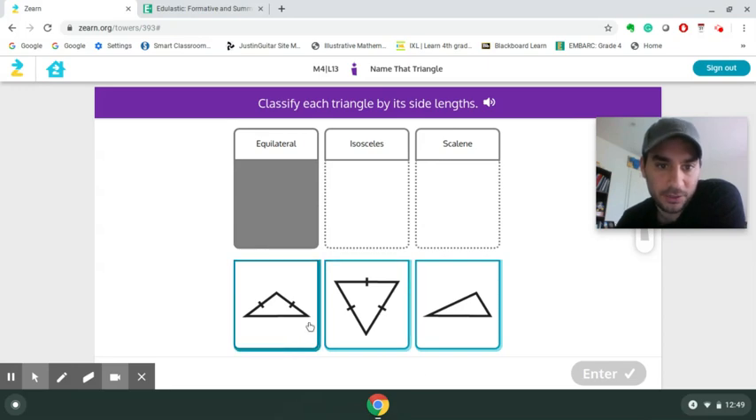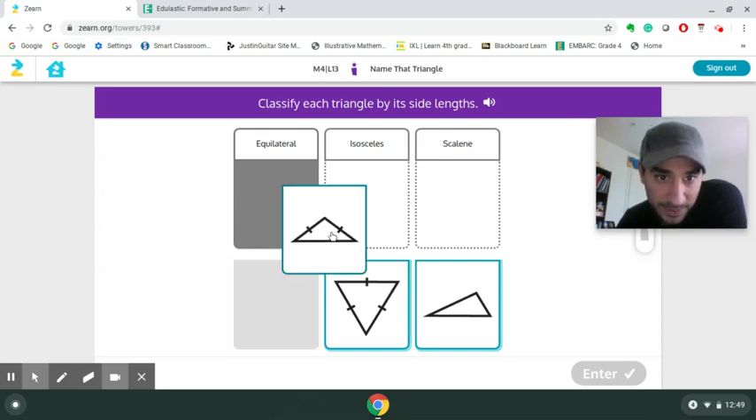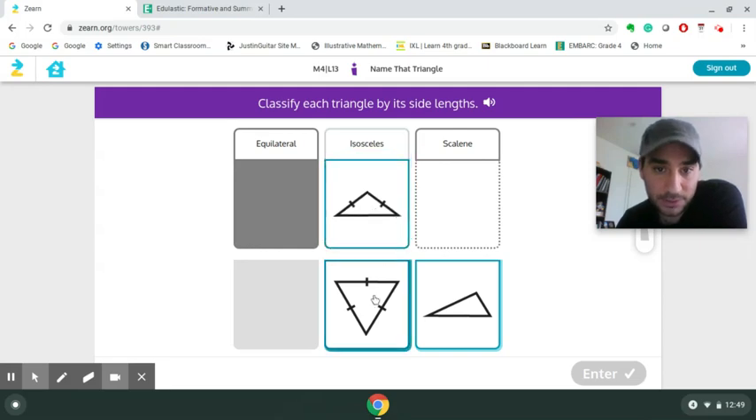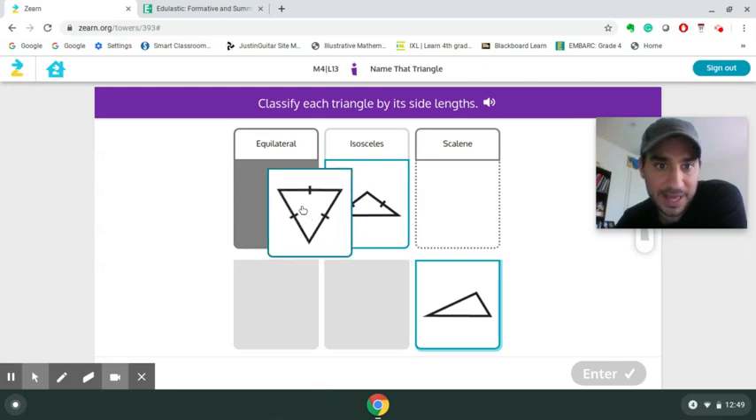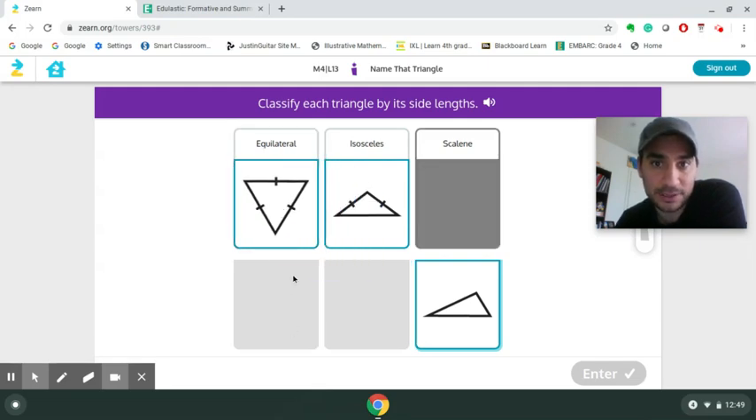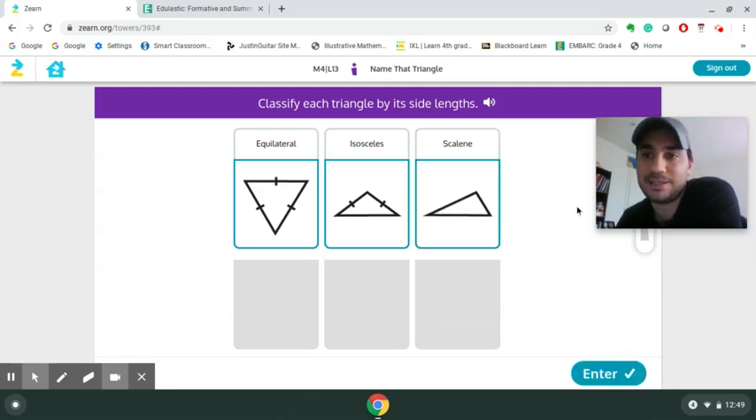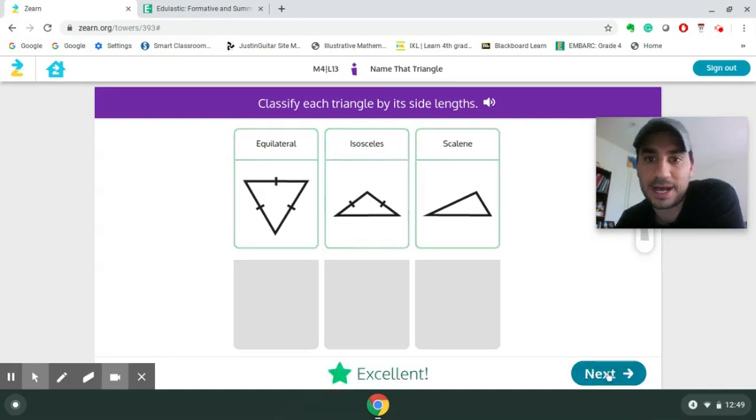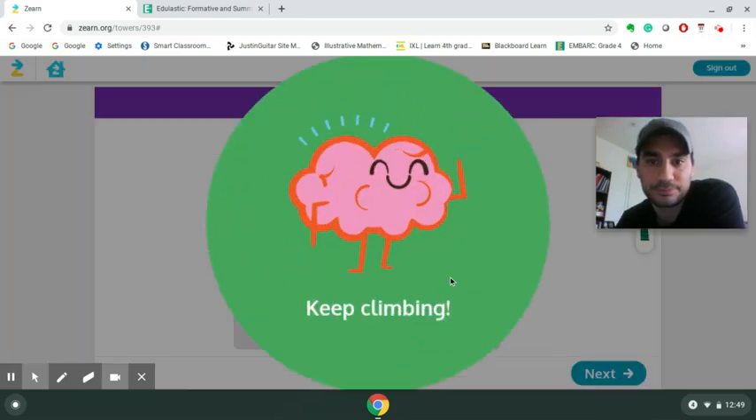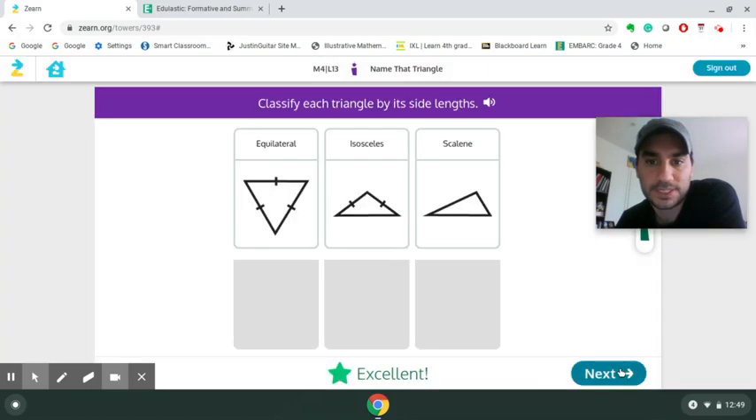All right, our first triangle here, it looks like it has 2 equal side lengths, so that's an isosceles triangle. Our next triangle has 3 equal side lengths, so that is an equilateral triangle. And our third triangle has no equal side lengths, so that is a scalene triangle. Let's check our work. Excellent job. Let's keep climbing.